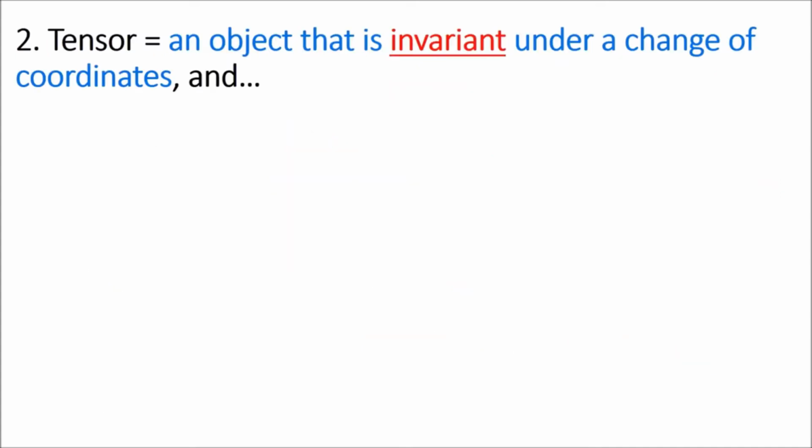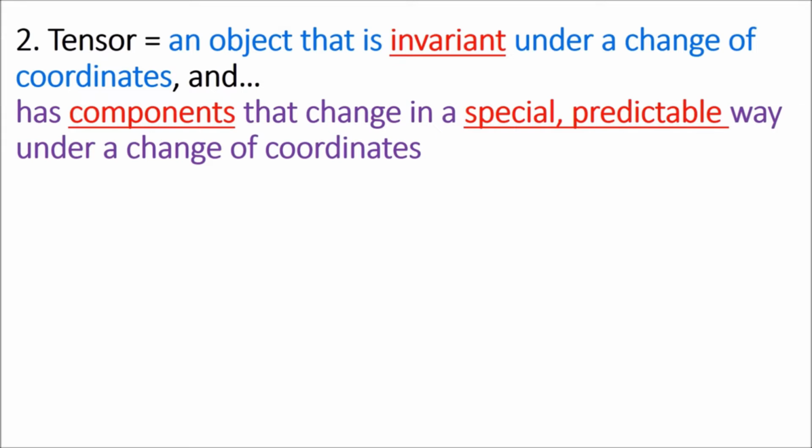Okay, so let's try again. So here's another attempt at a definition. I'll just read it. A tensor is an object that is invariant under a change of coordinates and has components that change in a special predictable way under a change of coordinates. Okay, so that's certainly a mouthful. So what does that mean?